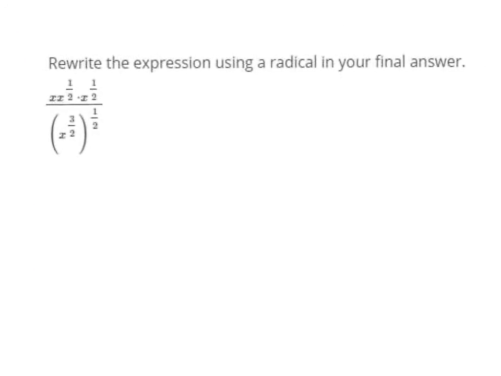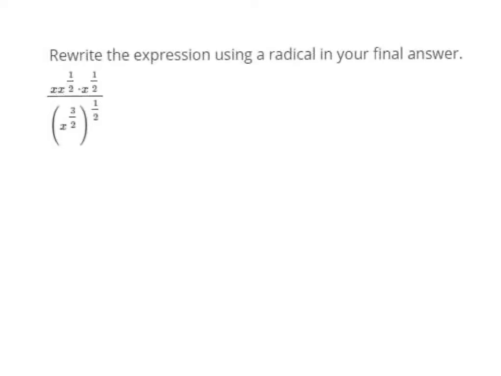Okay, for the next one, rewrite the expression using a radical in your final answer. So on the top we have the power or product rule. That means we're going to add all of our exponents together. So 1 plus a half plus a half. That would be x squared on the top. Over the bottom we have the power rule. So I'm going to multiply these two together. So x to the 3 over 2 times 2 is 4. So I have that now.